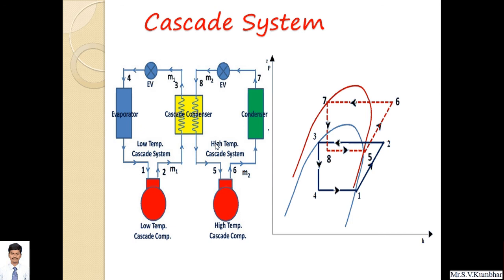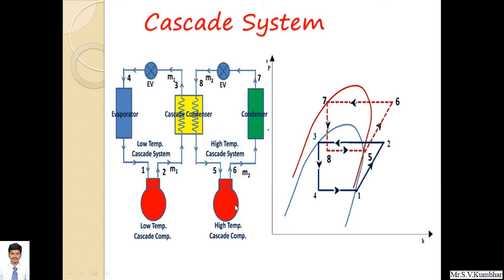So what is done here? There are two sides: the high temperature cascade compressor and the low temperature cascade compressor. First, in the low temperature cascade refrigeration, the high pressure, high temperature vapors of refrigerant, when compressed, are sent to the condenser. Here it is known as the cascade condenser. Here heat exchange takes place between these two refrigerants, and after this the high pressure, low temperature liquid refrigerant flows through the expansion valve, and after that the evaporator, right?